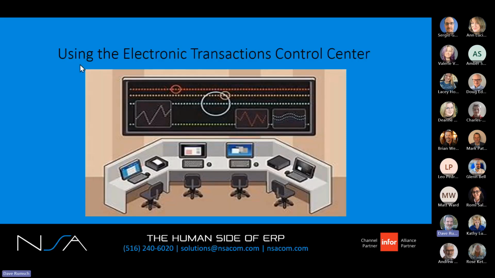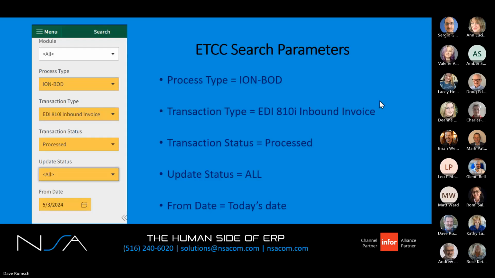So let's talk about using the Electronic Transaction Control Center. When you go in, you'll get the search parameters on the left, and that's what I was referring to. If you don't have security to the EDE processes, then when you come in here, this will be blank and you can't fill it in at all.